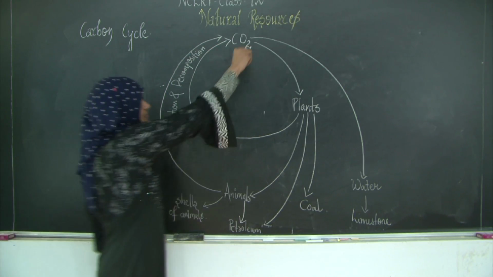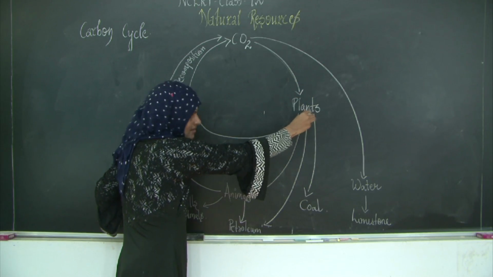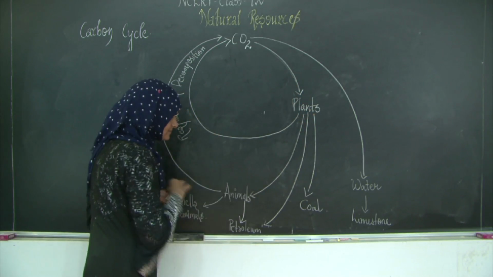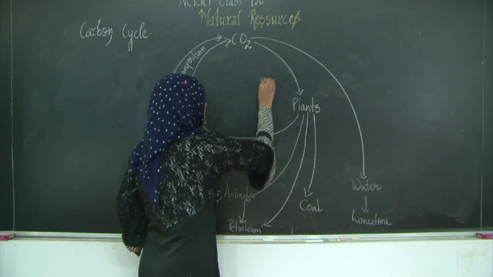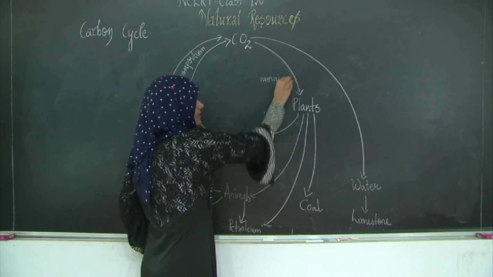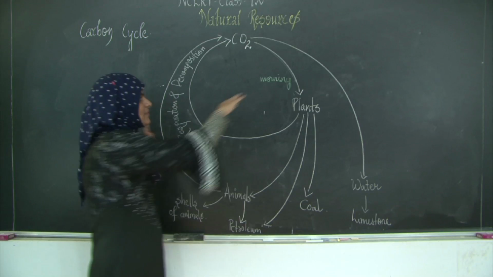Easy. The carbon dioxide will be taken up by the plants. This is during which time? For your convenience I am writing this is during morning time. No need of writing, but so that you can understand I am writing it over here.